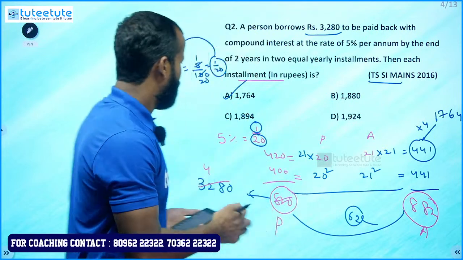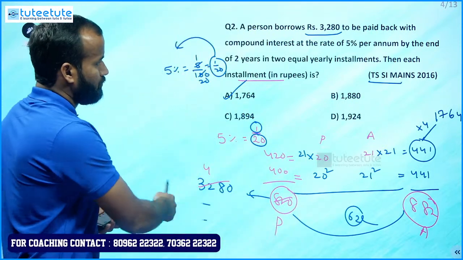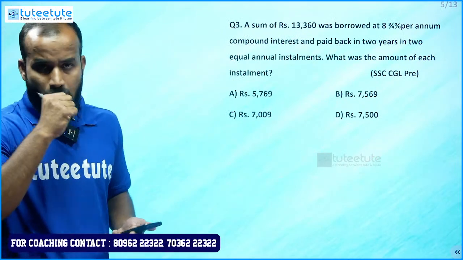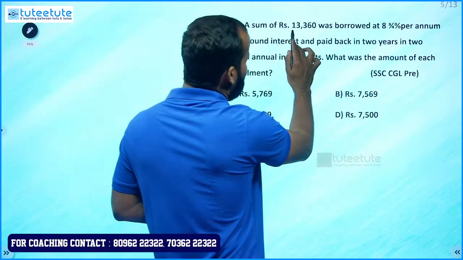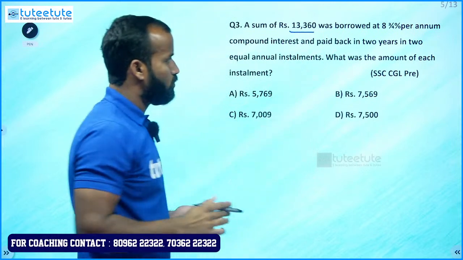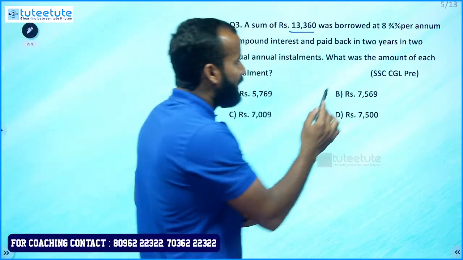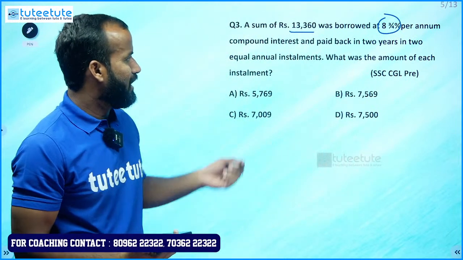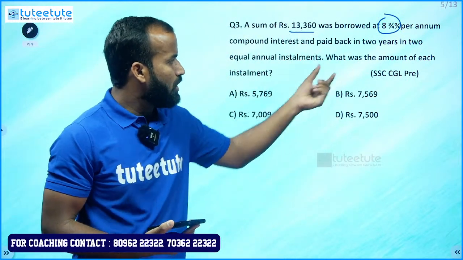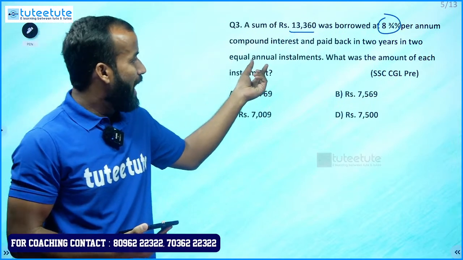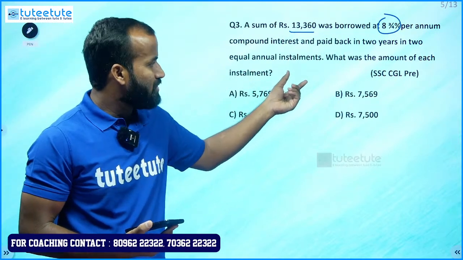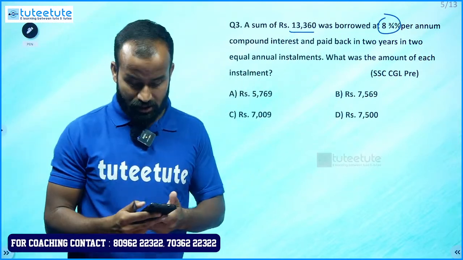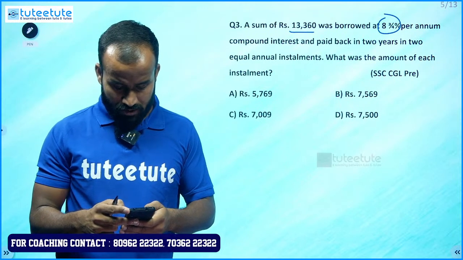Okay, next question. A sum of 13,360 was borrowed at 8 3/4% per annum compound interest and paid back in 2 years in two equal annual installments. What was the amount of each installment?